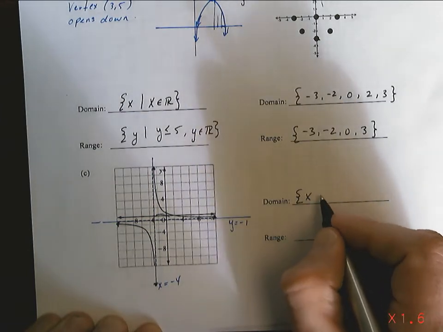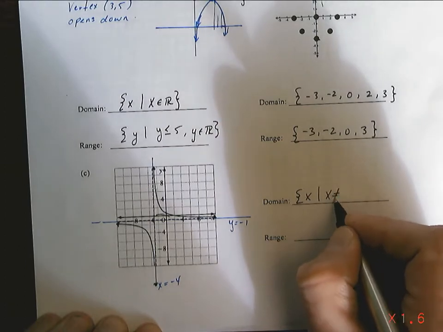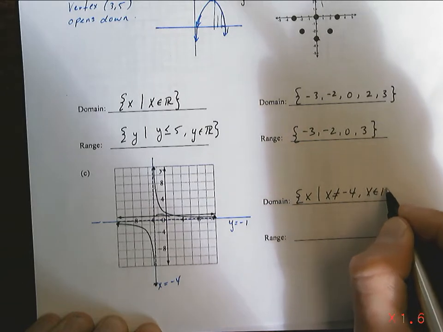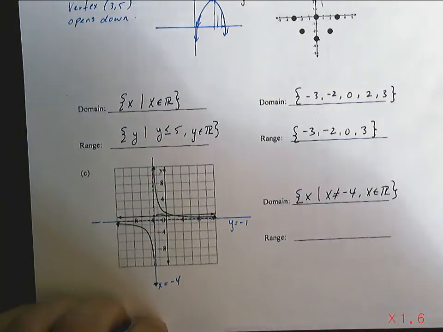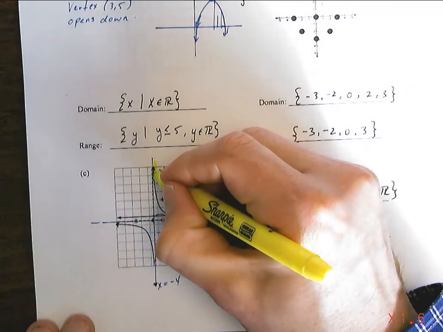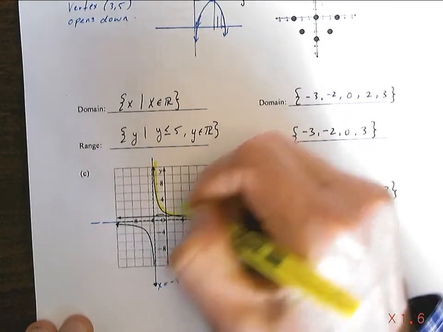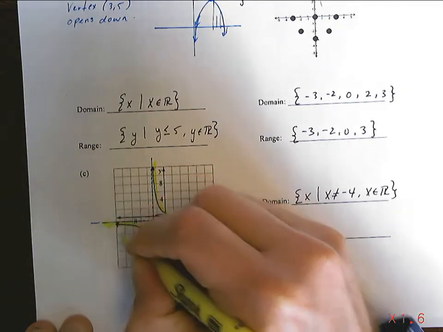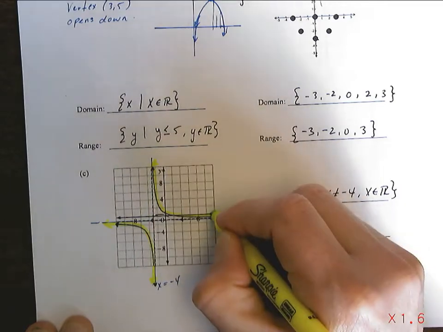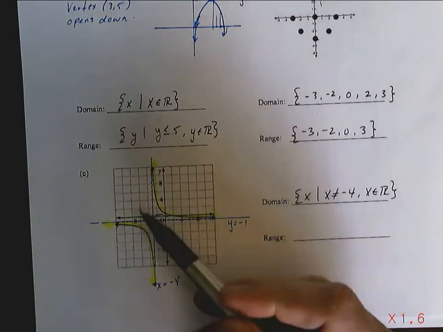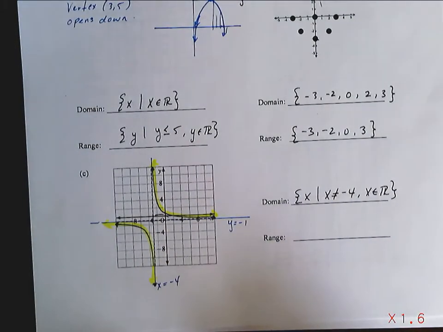So your domain is all the values of x except -4 such that x is an element of the real numbers. Now something I should really make clear here is that this function has 2 parts to it. There's this part and there's this part. And they're not connected at all, but they're the same function. It's the first time you've seen that, okay? They're not connected, but it is all one function. You need both parts to be able to have that function.